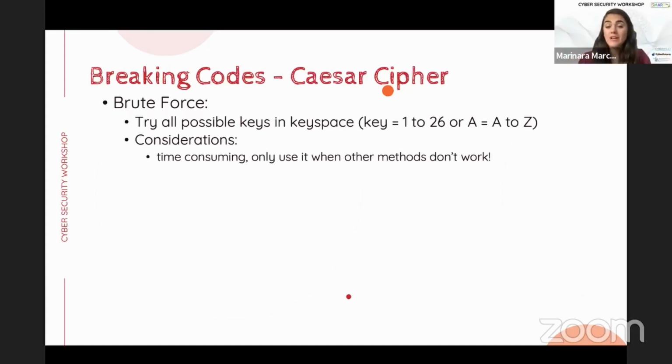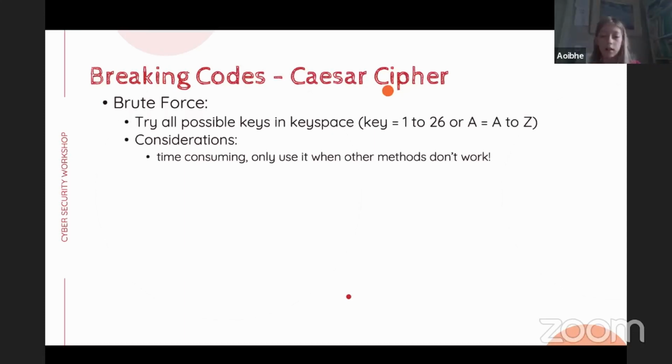So if you do have time and it is a short text, you could try every single one of the possibilities. You could have your cipher A equals B and try to decrypt the message using that. If you see that it doesn't make sense, you go to C and then you try to decrypt the text with C. Does that make sense? Yeah, Evie? Have a question?